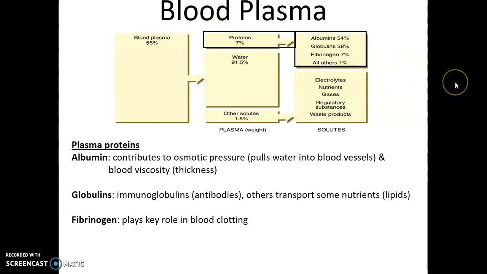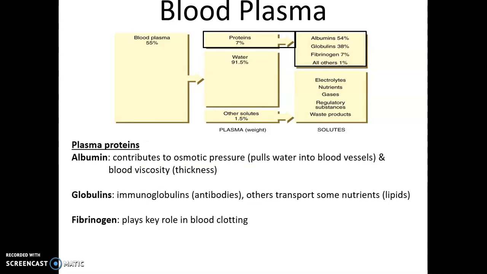Then, of course, we have the proteins. These are the plasma proteins, because they're found in the blood plasma. The three main kinds include albumin. Albumin is important because it contributes to the overall osmotic pressure of the blood.